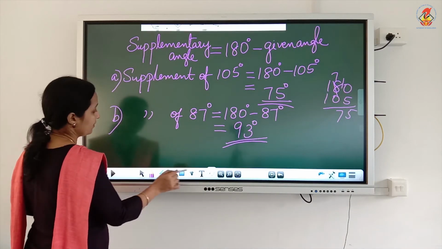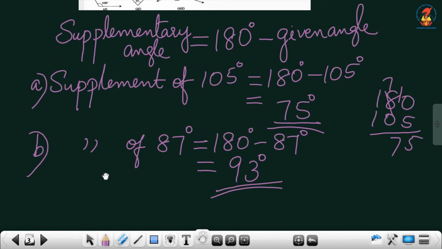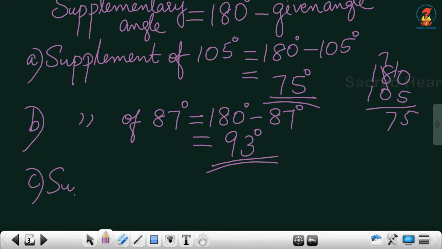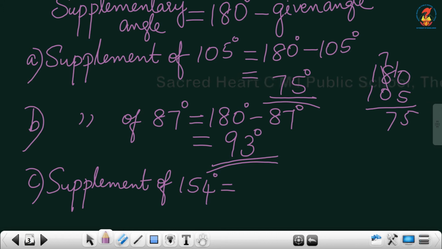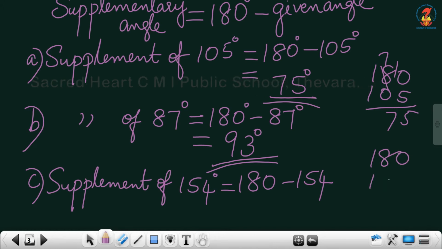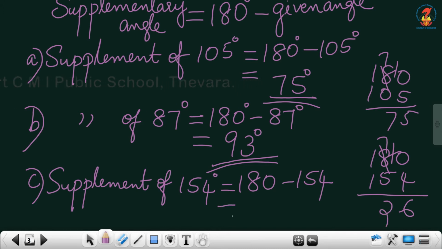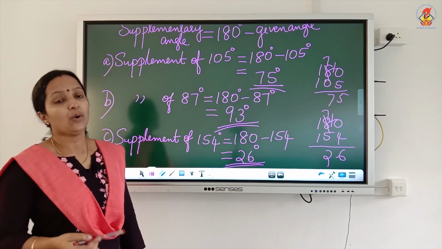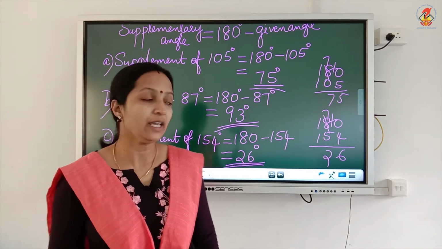Last question: supplement of 154 degrees. How will we find the supplement of 154 degrees? 180 minus 154. What is the answer? 26 degrees. So, what can you write here? 26 degrees is the supplement of 154 degrees, or 154 degrees is a supplement of 26 degrees.